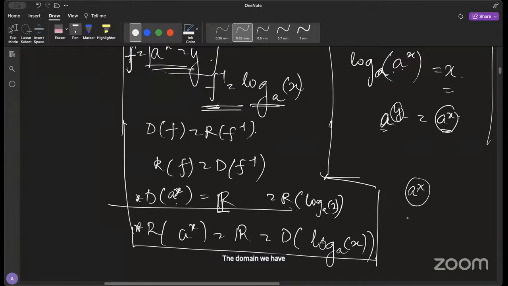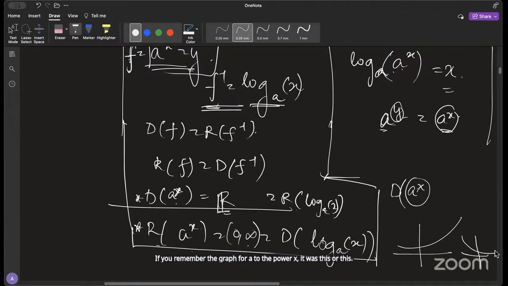Okay, we have discussed this last week. At least go through last week's stuff. Domain of a to the power x is real numbers. That's why the range of log function is real numbers. And range of a to the power x is 0 to infinity. If you remember the graph for a to the power x, it was this or this. Either way, your range is 0 to infinity, 0 not included.